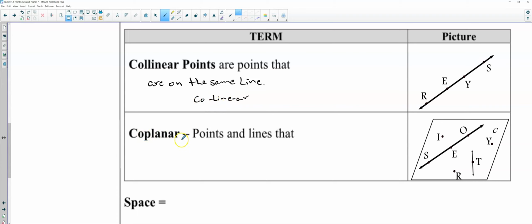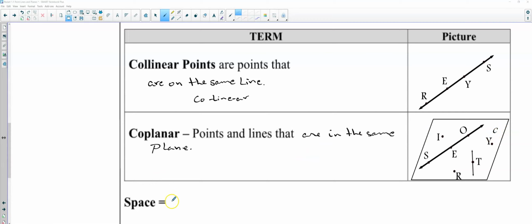Okay, coplanar, well, they are in the same plane. These are points and lines that are in the same plane. Like all these points and all these lines right here, they're on plane C. Here is C, a capital letter, on a corner there. There is no point by it, so we can name this plane right here plane C.